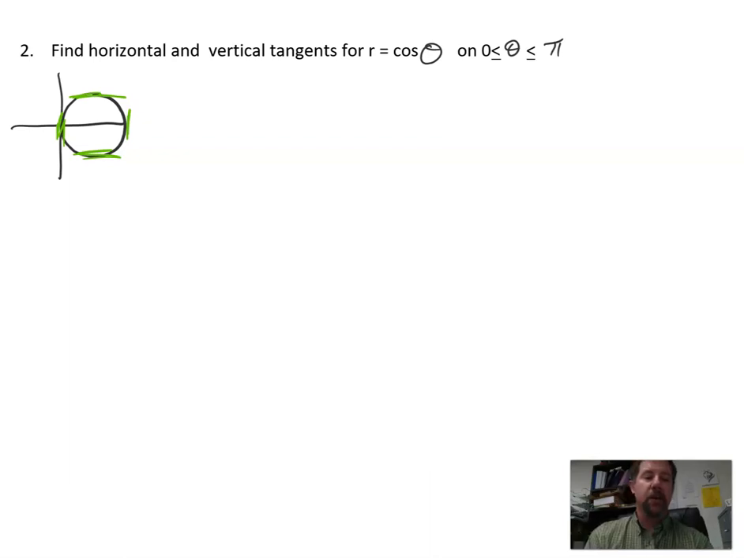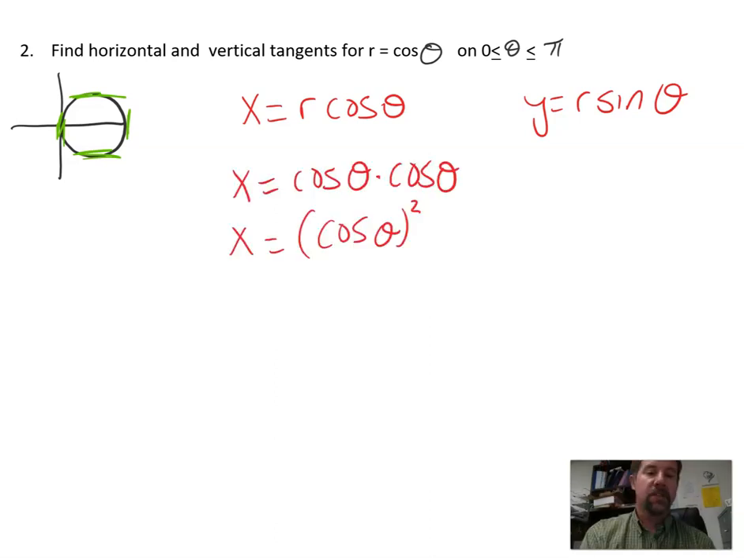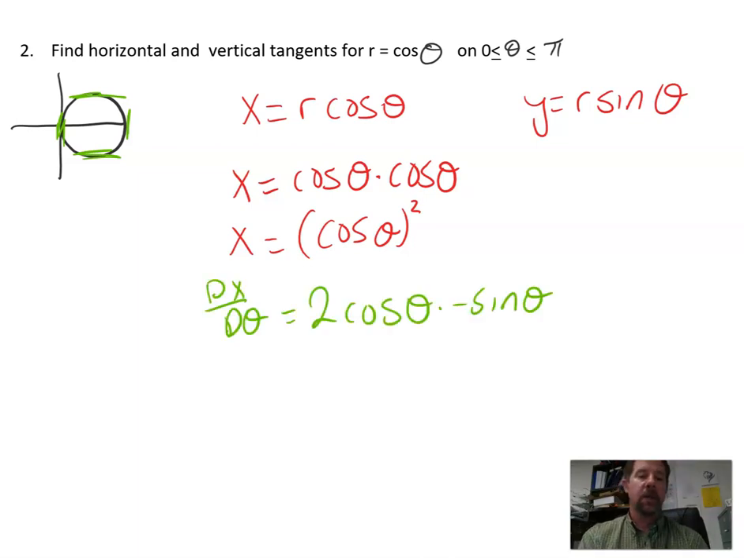So obviously to find these, we're going to want to look at the slope of the tangent line. And to find the slope of the tangent line, we're going to need dy d theta and dx d theta. And to find those, I'm going to need x and y. So I'm going to start right here with these. x would be cosine theta times cosine theta, since r is cosine theta, or cosine squared theta. And so when I find dx d theta, we're going to get 2 cosine theta to the first, chain rule, times negative sine theta, or negative 2 sine theta cosine theta. Alright, so there's my dx d theta.